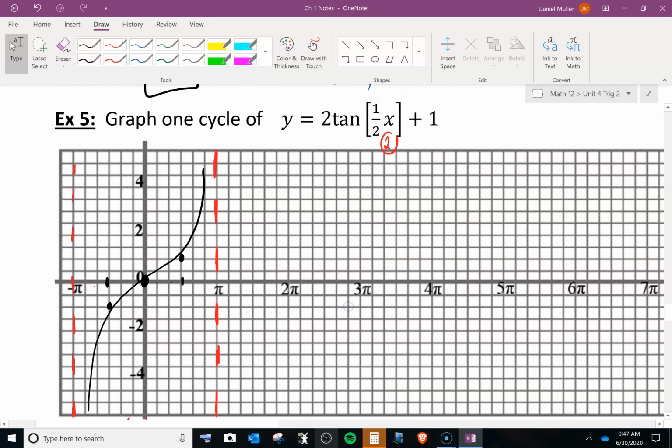Now, we have a vertical shift here. We are shifting this thing up by 1, and we have a stretch. So instead of going up to 1, we're now going to stretch it and go up to 2. And instead of going down to -1, we're going to go down to -2. So now we're looking at this. So it's got a vertical stretch. So that would be number 2 here.